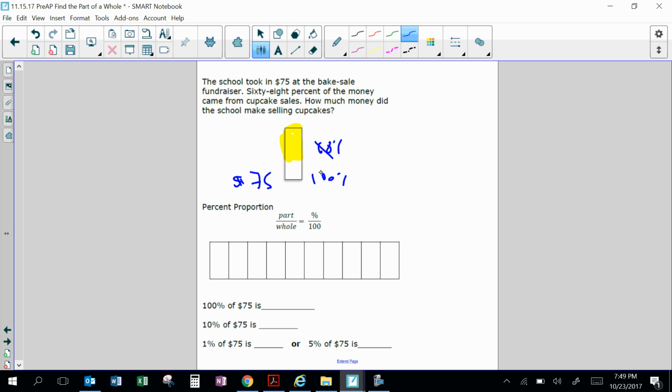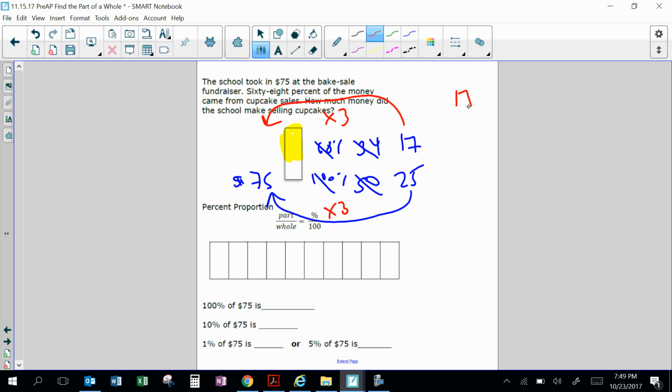No. Oh, maybe we should simplify this by dividing both by 2. So that's 34 over 50. No, I think we need to simplify again. It's 17 over 25. Oh, 25 does go into 75 times 3, that is the scale factor. So 17 times 3 is $51.